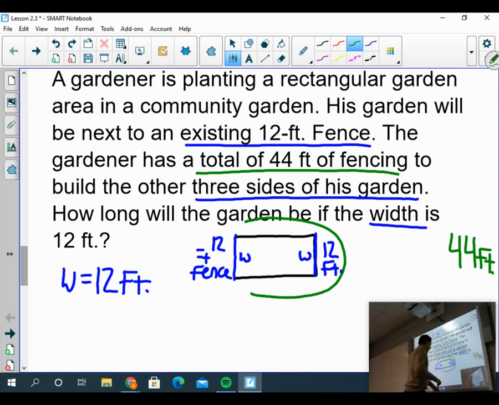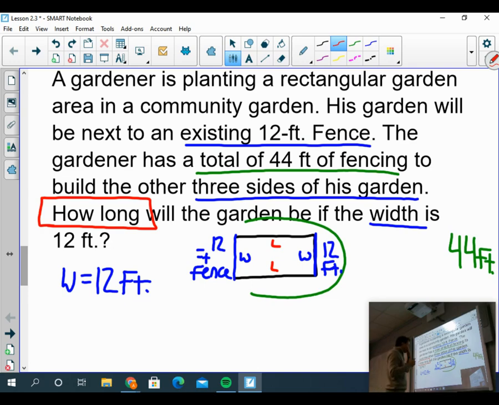Well, the other side of the rectangle then is the length. The other side of the rectangle is the length. And we don't know the length. That's what we're trying to find. How long will the garden have to be? We don't know how long the garden is. Okay, we're figuring it out as we go along. Okay? So how are we going to solve this?